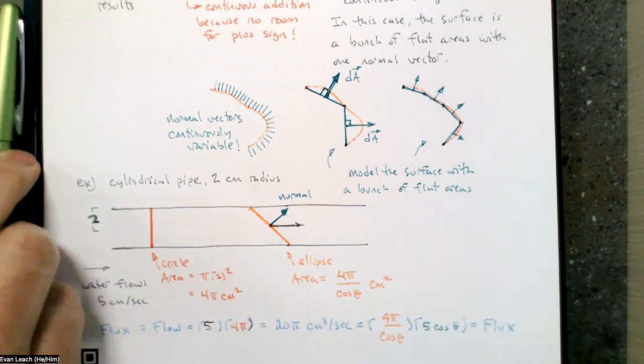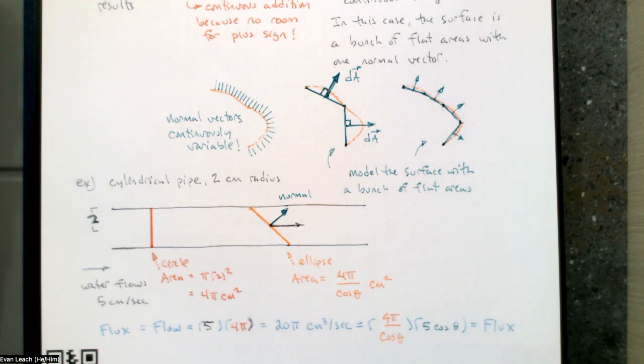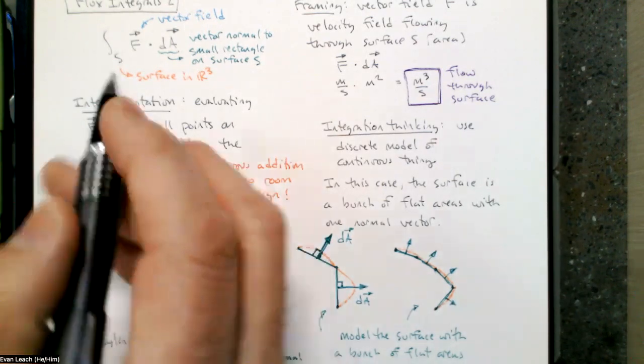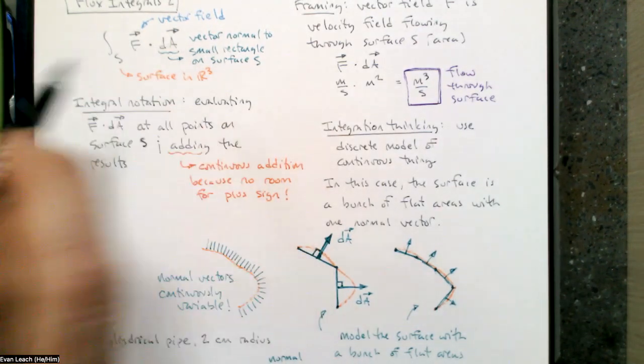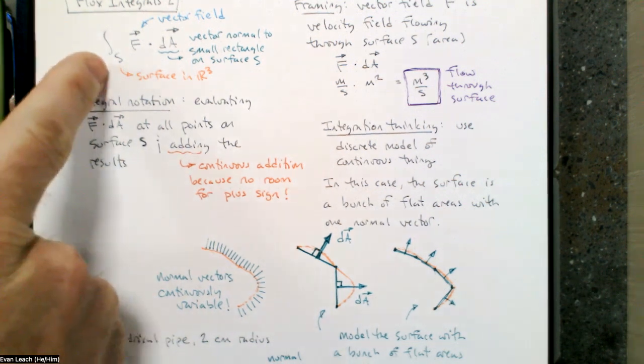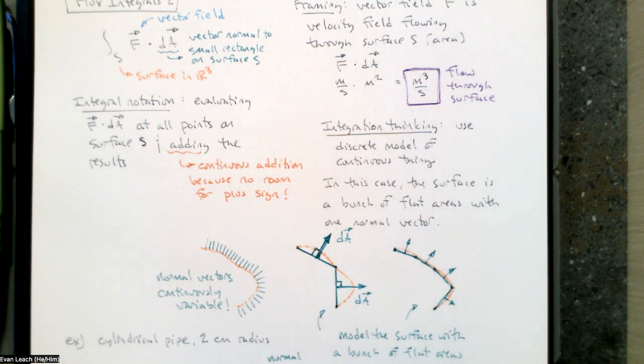So we've talked now about the framing. Imagine the vector field is a velocity field flowing through a surface. We've talked about the notation of a flux integral. The vector field is flowing through the surface S, and we're finding the dot product. I want the vector field dot a vector normal to the surface. And I want to calculate this at all the points because we've also talked about the integration notation. We've also talked about integration thinking and how it applies in this flux integral in the same way we talked about integration thinking in line integrals. Any questions?